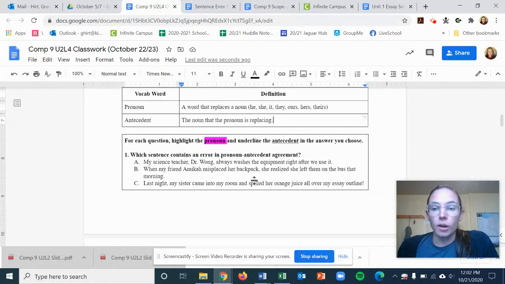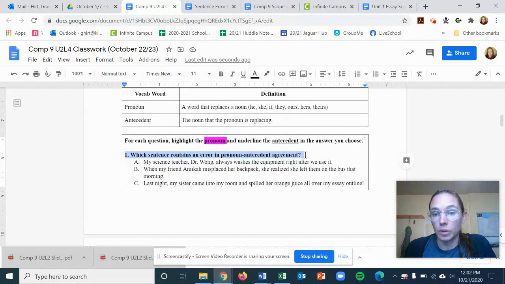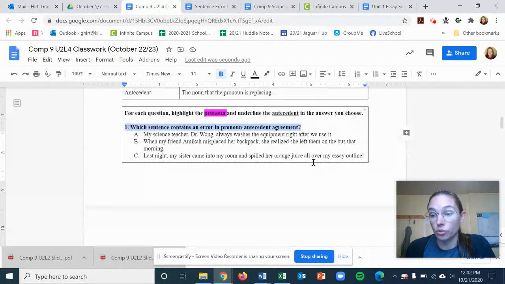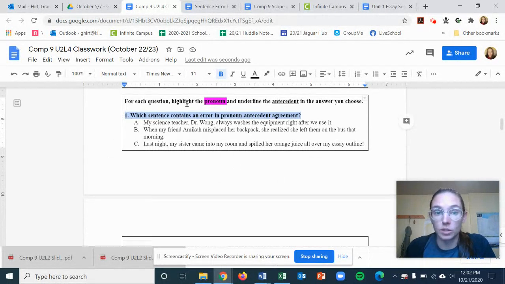All right, so for each of these questions, you're going to answer this question in the Edpuzzle. I encourage you to do this in the document as well. So you're figuring out which sentence contains an error in pronoun-antecedent agreement. So do number 1 right now.